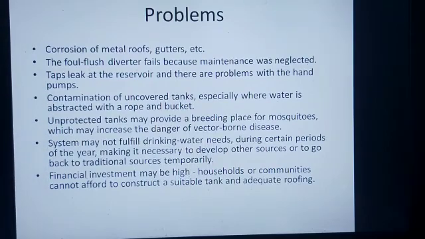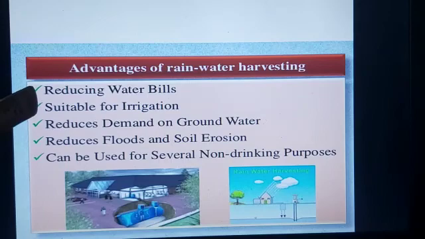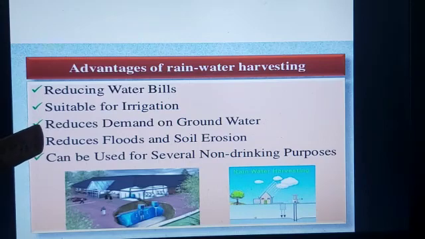So these are the various problems associated with rainwater harvesting, but there are many advantages also. Reduction of water bill. The water is suitable for irrigation purposes, so at least that much water you are getting. It reduces demand on groundwater, reduces flood and soil erosion, and it can be used for several purposes that do not include drinking. So children, in today's class we have seen rainwater harvesting.